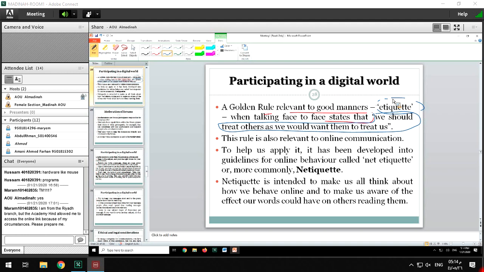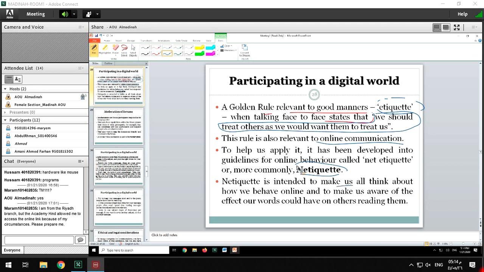And this rule is relevant to online communication. So in online communication also, it's fine. You should present yourself in a way that you are treating the people in a good manner. Fine. So when these etiquettes are applied to online behavior, we call that netiquette. Net etiquette, we call that netiquette.